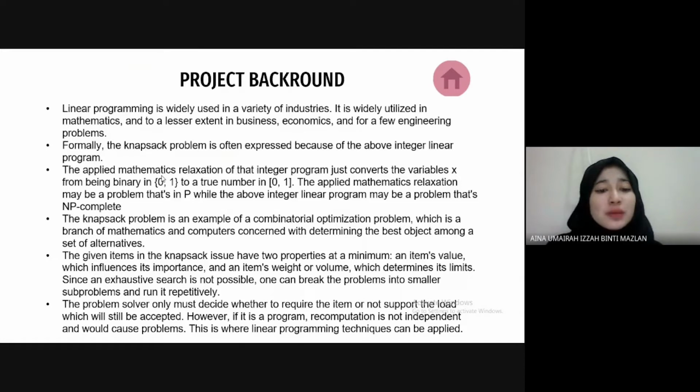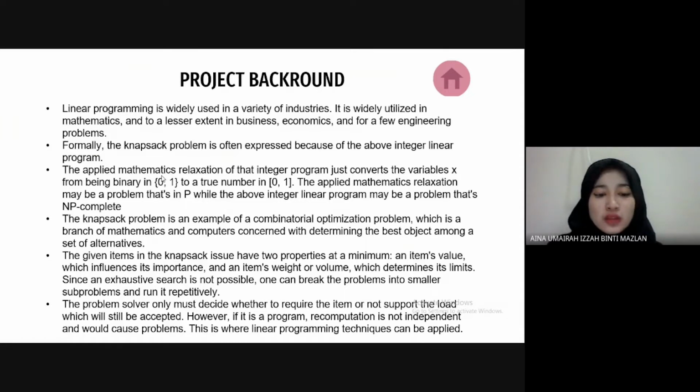The Knapsack problem is an example of a combinatorial optimization problem, which is a branch of mathematics and computer science concerned with determining the best object among a set of alternatives. The given items in the Knapsack problem have two properties at a minimum: an item's value, which influences its importance, and an item's weight or volume, which determines its limits.